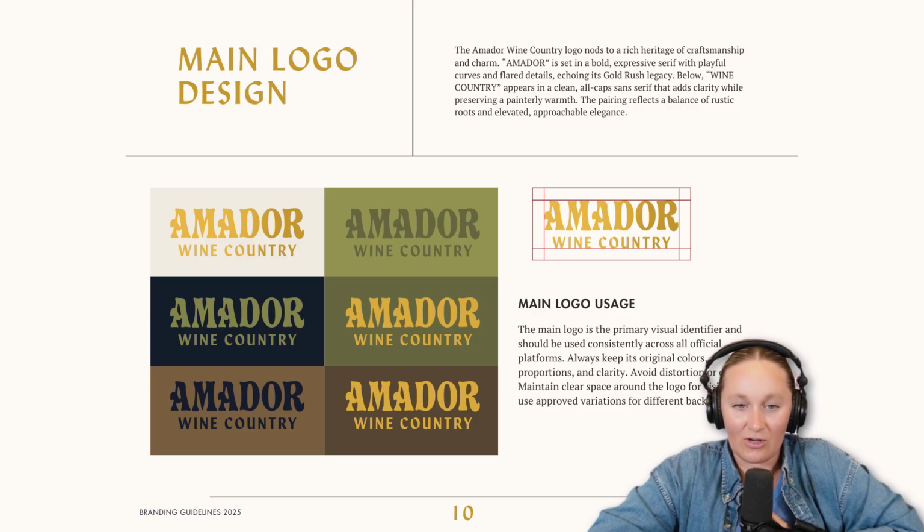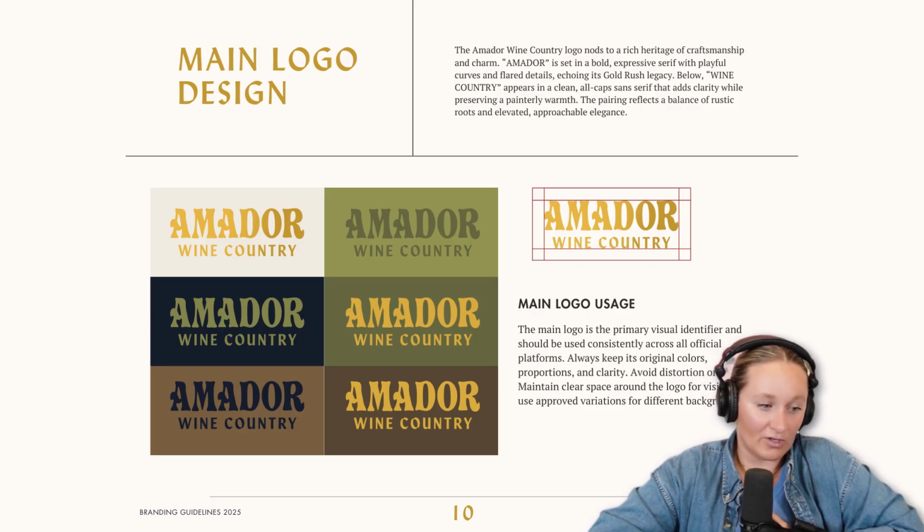The Amador Wine Country logo is a nod to rich heritage of craftsmanship and charm. Amador is set in a bold, expressive serif with playful curves and flair detailed, echoing its Gold Rush legacy. Below, Wine Country appears in the clean, all caps, sans serif that adds clarity while preserving painterly warmth. The pairing reflects the balance of rustic roots and elevated, approachable elegance.